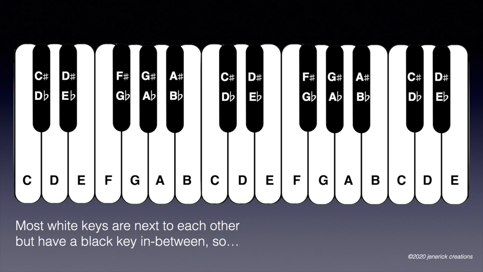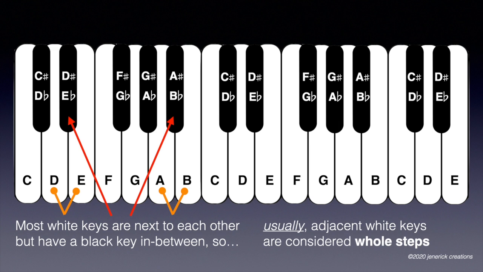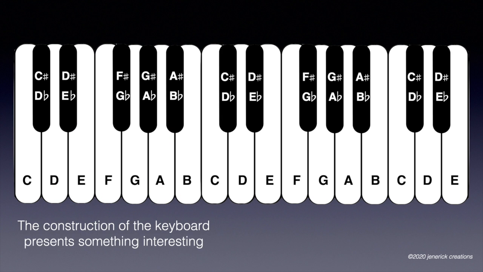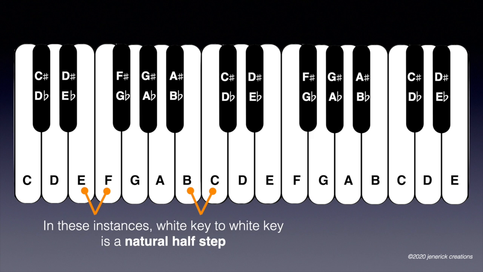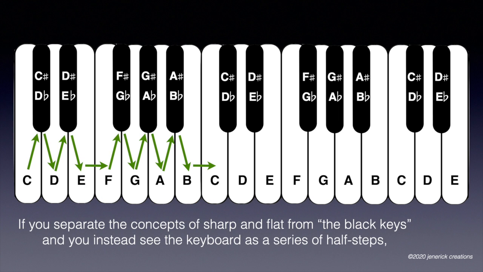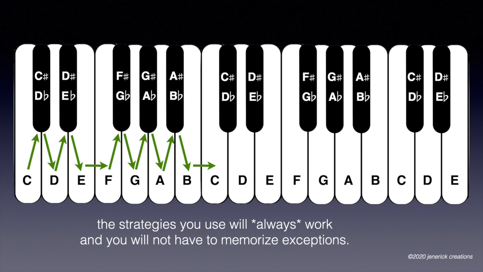Most white keys are next to each other, but they do have a black key in between. So, usually, adjacent white keys are considered whole steps. The construction of the keyboard presents something interesting, though. If you look between E and F and B and C, there is no black key. In these instances, white key to white key is a natural half step. If you separate the concepts of sharp and flat from the black keys, and you instead see the keyboard as a series of half steps, the strategies you use will always work, and you won't have to memorize exceptions.